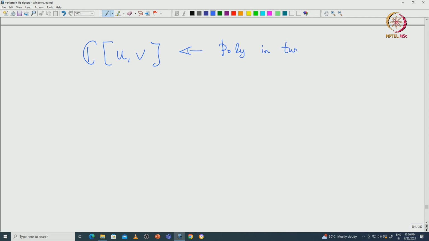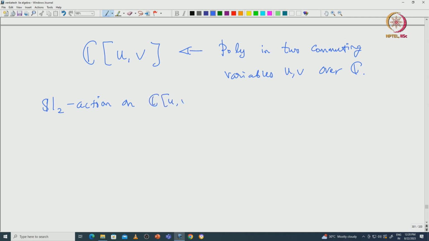Polynomials in two commuting variables u, v, again over complex numbers. Okay. So, now what do we do? We define this SL2 action on this polynomial ring, or polynomial algebra. Okay. So, how is it given?